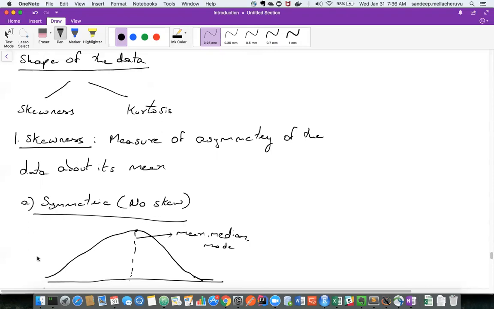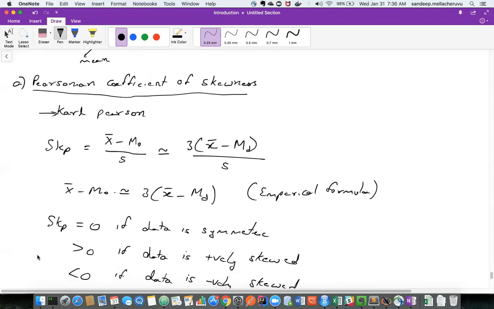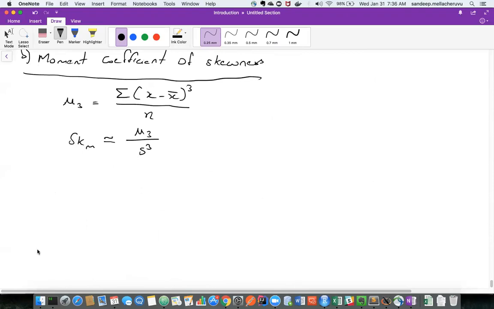Yes, Sandeep. Now, what about if the data is not skewed? If the data is having some problem called kurtosis? Sandeep, one question.